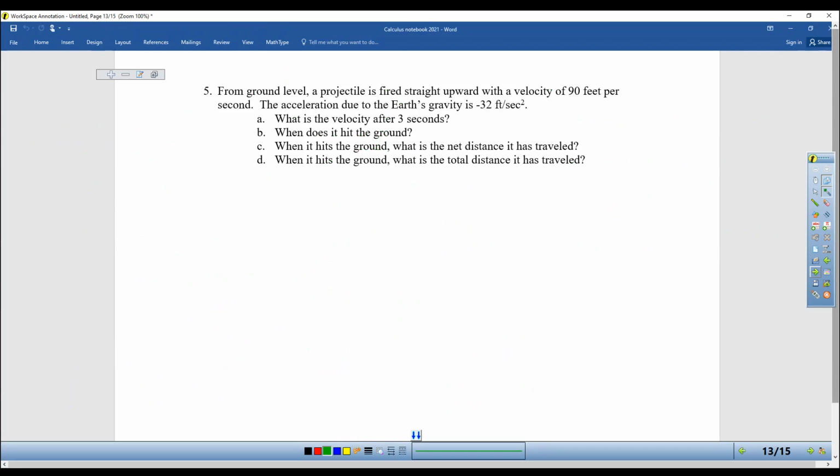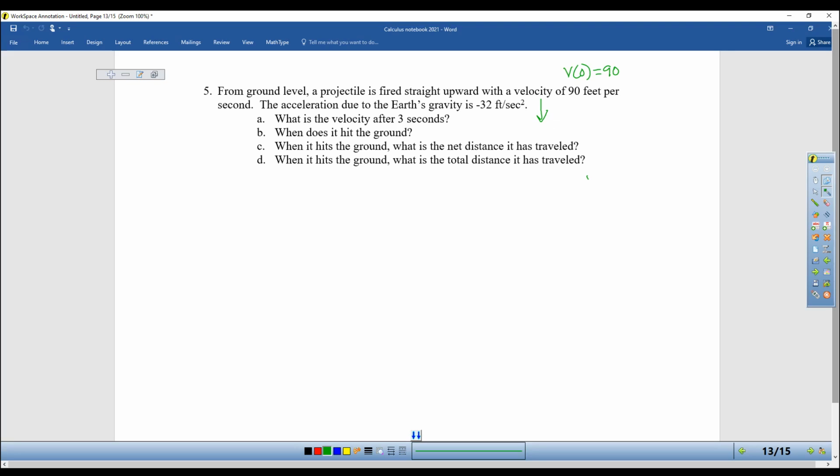Okay, so we have a couple word problems to do, just to put it in some context for you. From ground level, a projectile is fired straight upward with a velocity of 90 feet per second. So everything's about interpretation. Everything's about you recognizing that the velocity at 0, at the moment it was fired, was 90. So they've given you a point. The points are always used to find c. The acceleration due to the Earth's gravity is negative 32 feet per second squared. It's negative because gravity is forcing us back down to Earth.